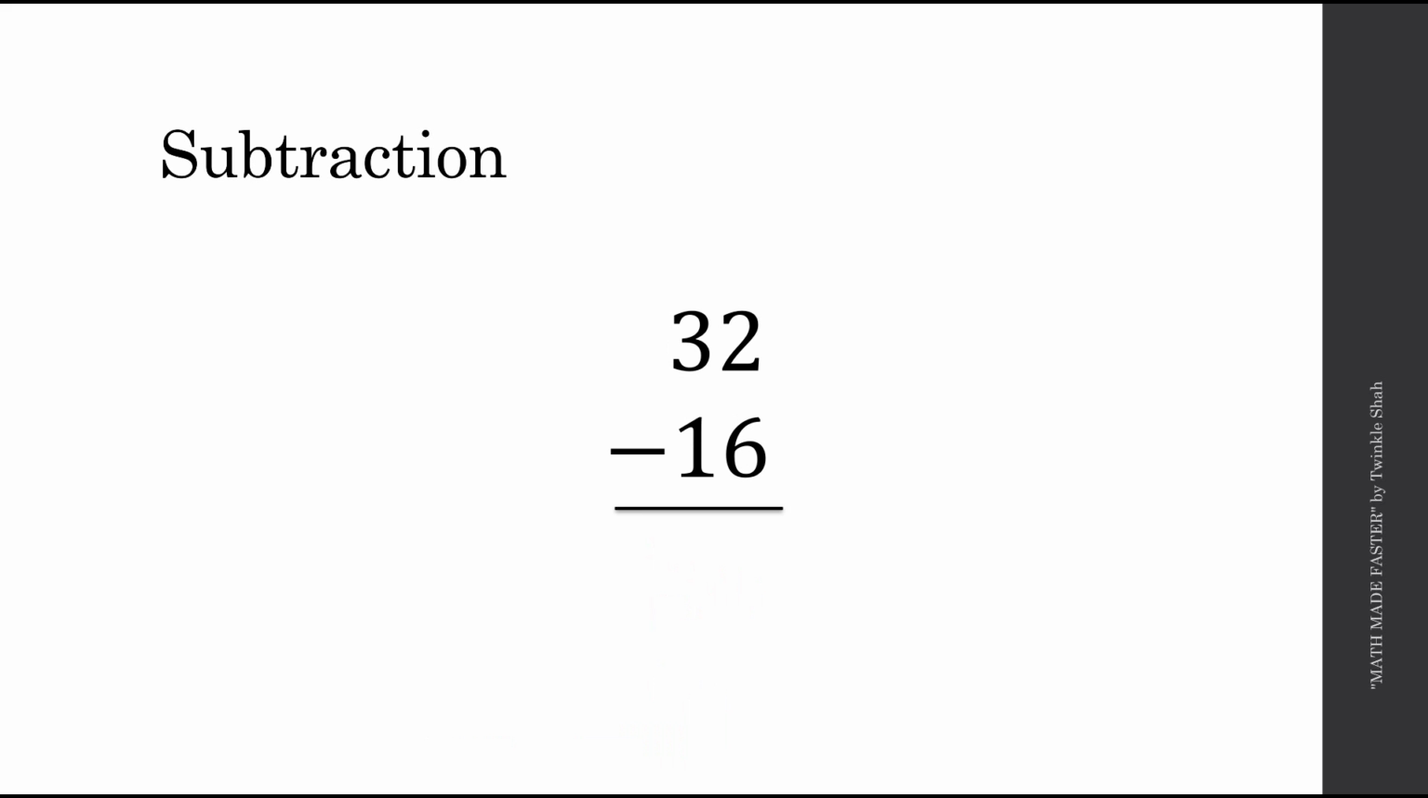Now let's do this example. 32 minus 16. 3 minus 1 equals 2 and 2 minus 6 equals 4 bar. Let's convert 2 4 bar into a general number. 4 bar equals positive 6, and we subtract 1 from the previous digit, so we get 1. Therefore our answer equals 16.